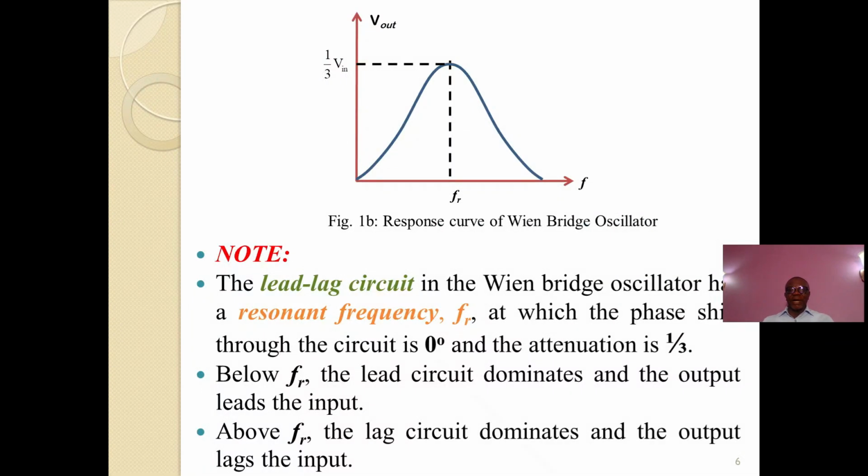Now, if you look at Fig 1b, we see that this response we are seeing is of two sides. To the left, we have the leading side. Starting from 0, it continues to go up. At a point of reflection where you now mark as FR, the output voltage is 1 over 3 of the input.